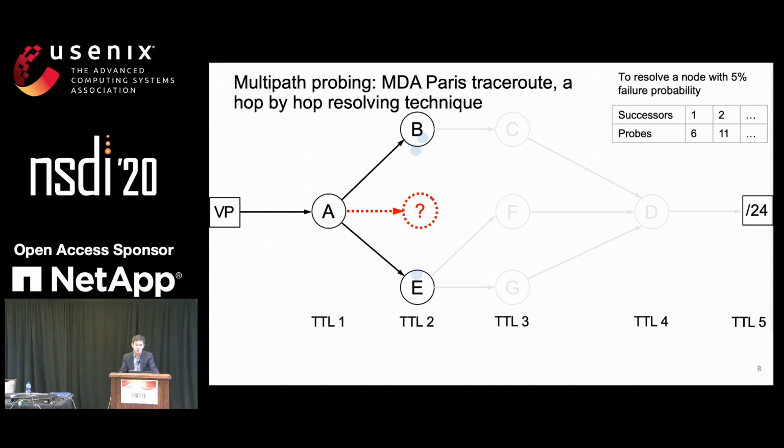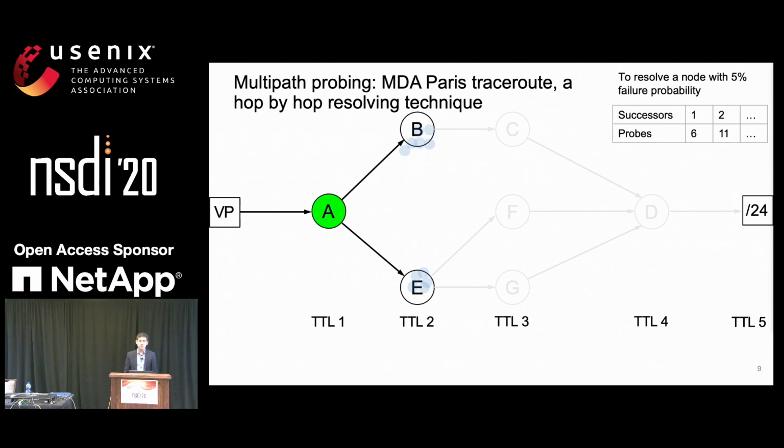So I have to keep probing at TTL2 until I reach a low failure probability that A has only two successors. That's the purpose of the table in the top right corner here. I have to send 11 probes to get a failure probability of 5% that A has only two successors. And once I have sent these 11 probes and have only discovered that A has two successors, I can say that the node A is resolved.